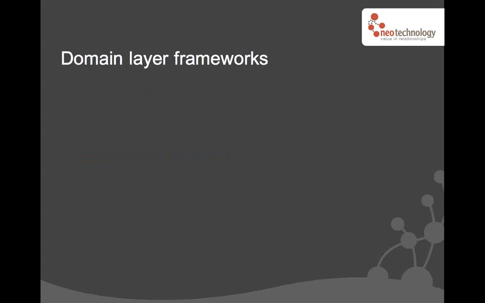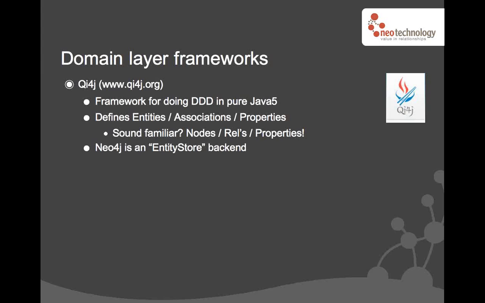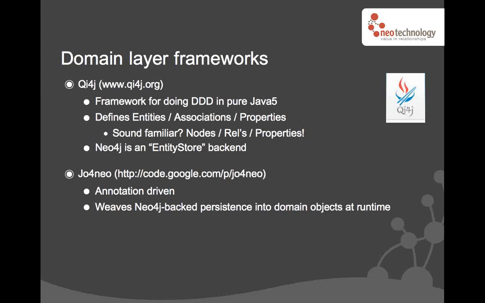It turns out, though, that after a while it becomes tedious to type up all of this code. It's sort of repetitive. And so a number of people and projects and frameworks have tackled this. One is called Qi4j, and it's a framework for doing domain-driven design in pure Java 5. And Neo4j is an entity store backend to that. Another part is called Jo for Neo, which basically uses annotations to declare your POJOs, your plain domain objects. You annotate them, and that's going to be used to drive persistence into Neo4j.